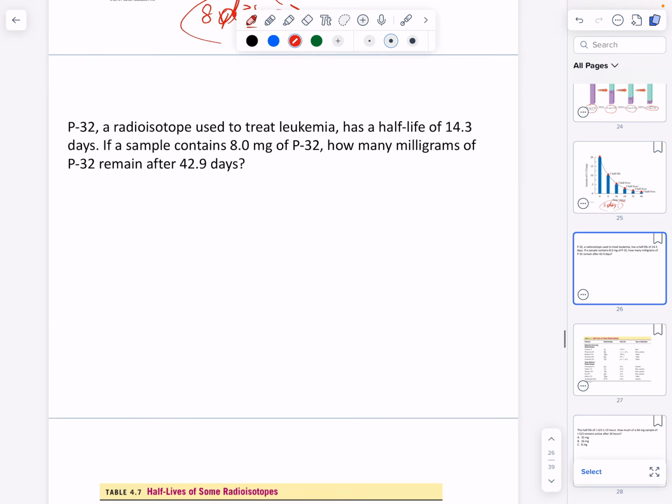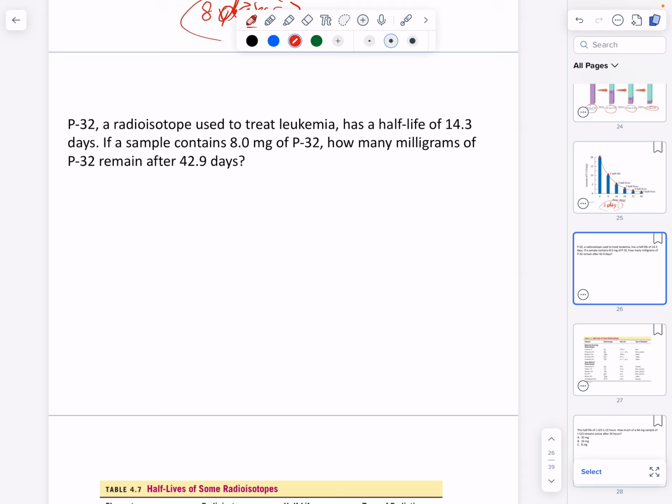And we have a problem. P32 is a radioisotope used to treat leukemia, and it has a half-life of 14.3 days. If the sample contains 8 milligrams of phosphor 32, how many milligrams of this phosphor 32 remains in 42.9 days? So first of all, we want to know how many half-lives.